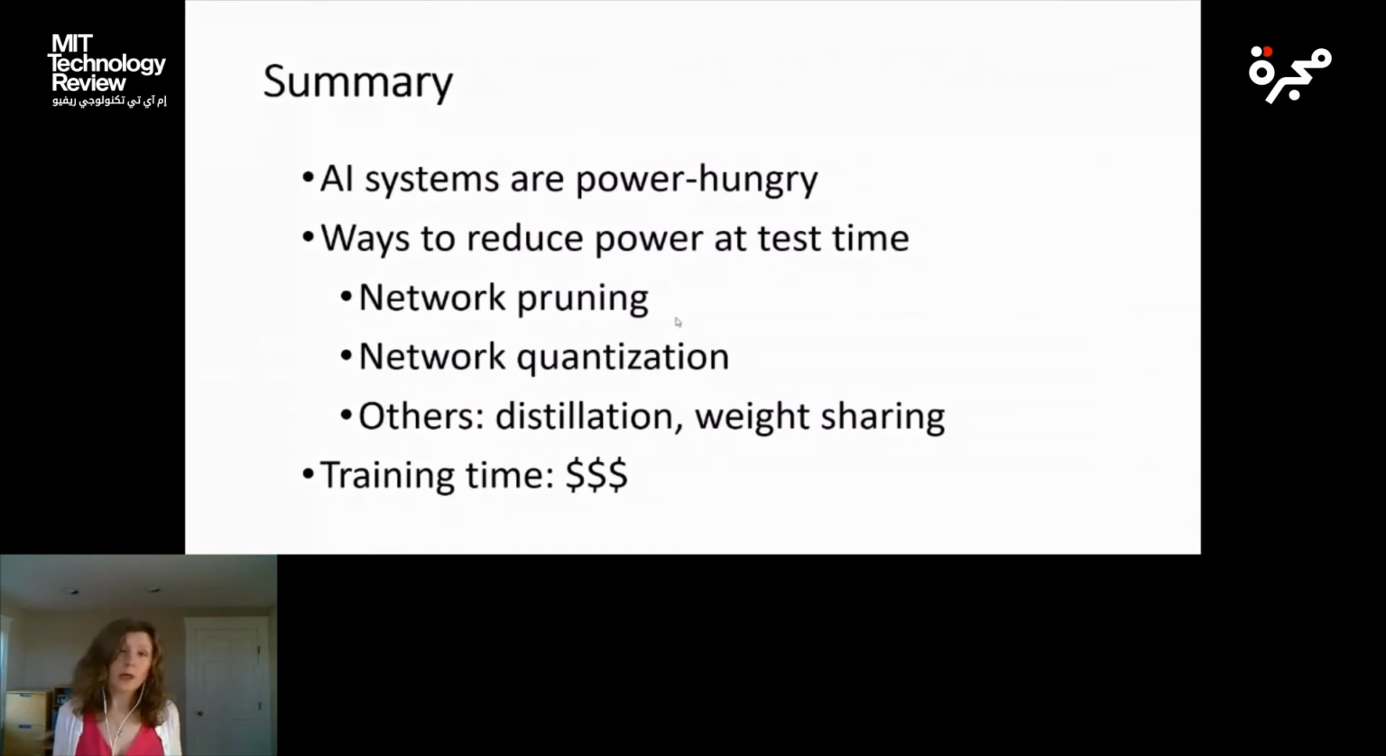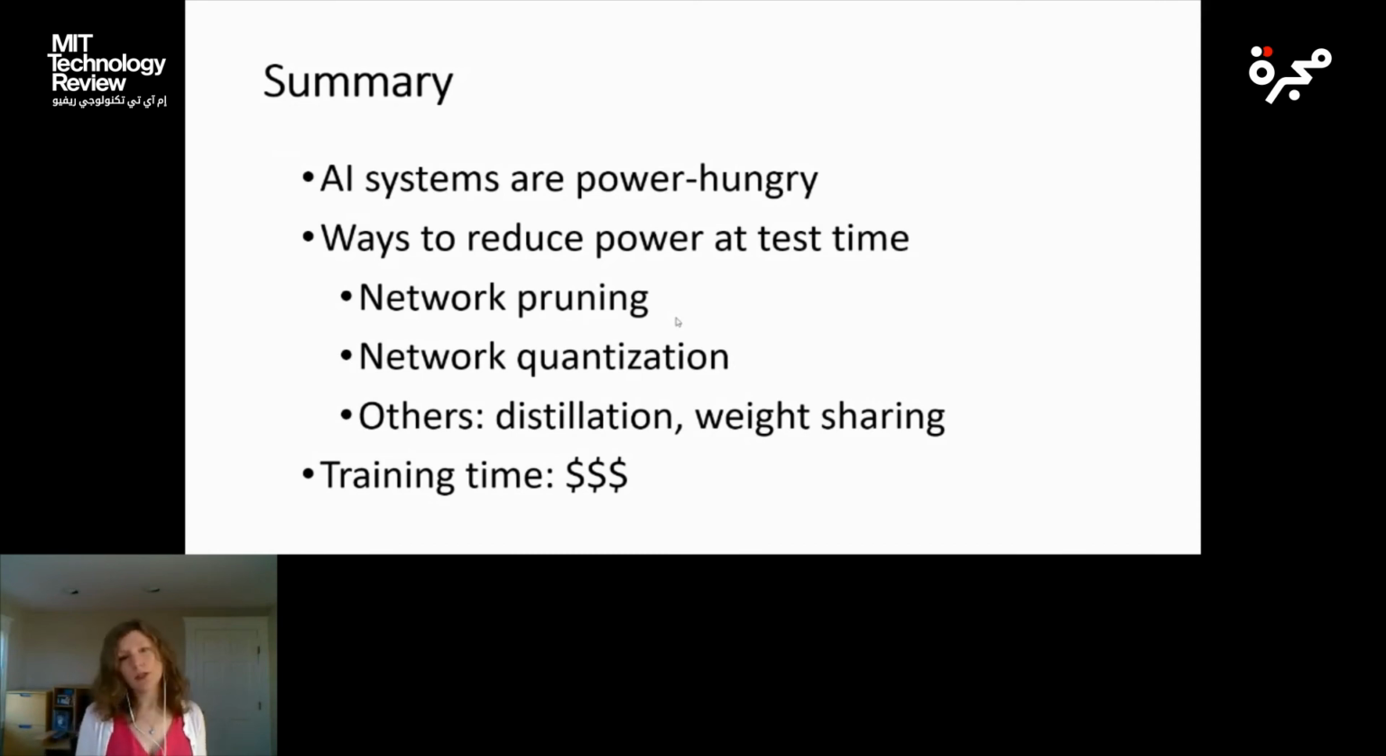I haven't talked about other popular ways such as distillation and weight sharing, but just to mention it, there are a couple of other ways that people use. But again, mostly at test time. So we still have to train a large network and then shrink it down to a smaller size afterwards.